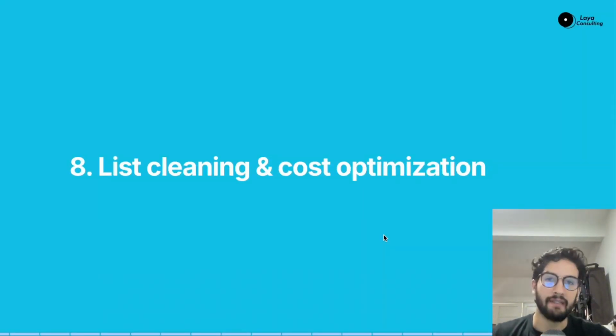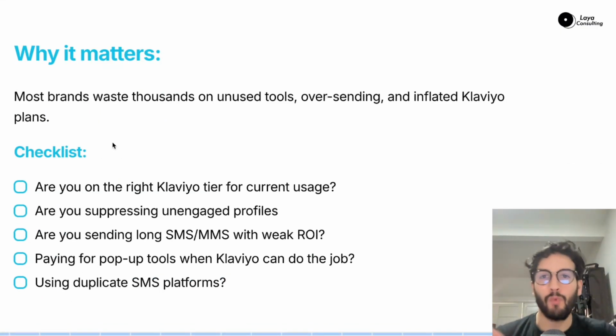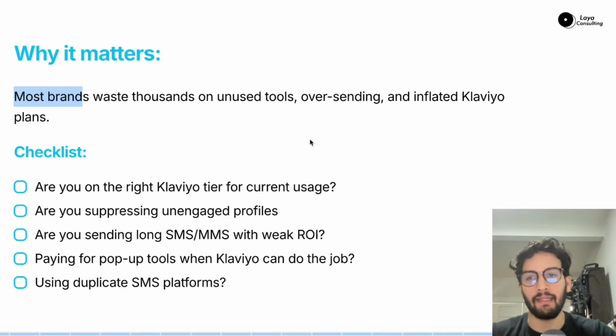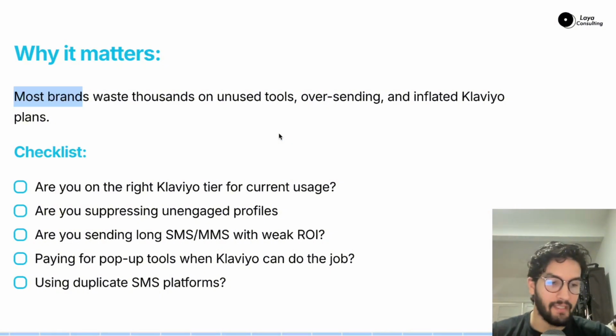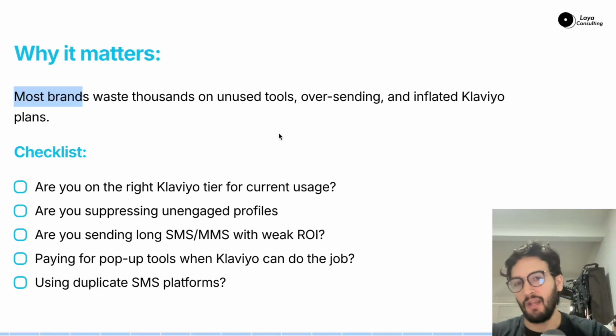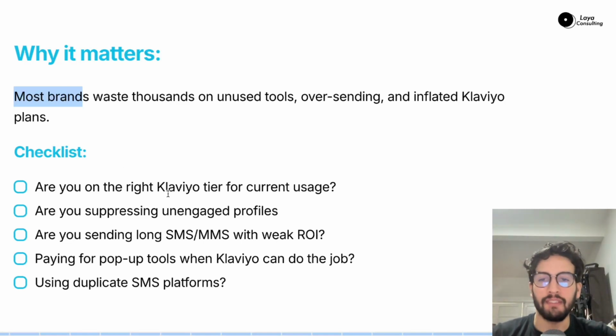Next, we've got list cleaning and cost optimization. So here, why it matters: most brands waste thousands of dollars on unused tools, oversending, and inflated Klaviyo plans. I see this all the time, especially right now where they changed their Klaviyo billing. So checklist here: is the brand on the right Klaviyo tier for current usage? Is the brand currently suppressing unengaged profiles?